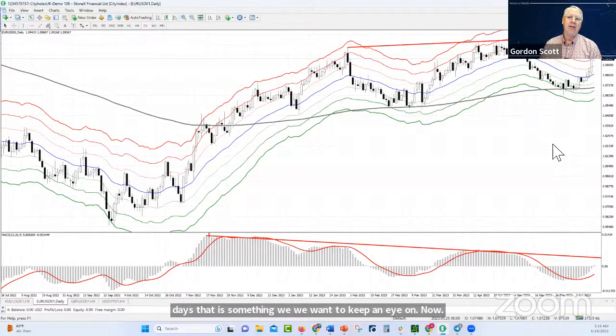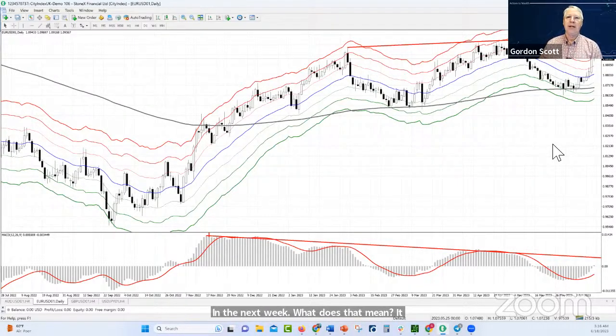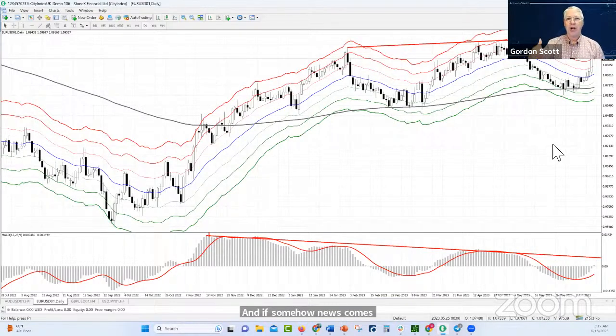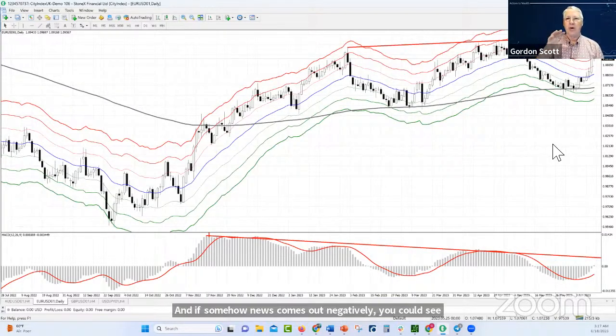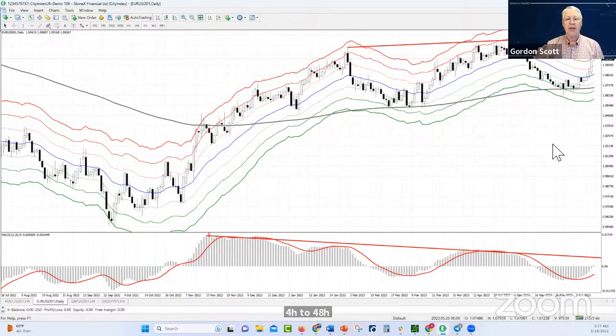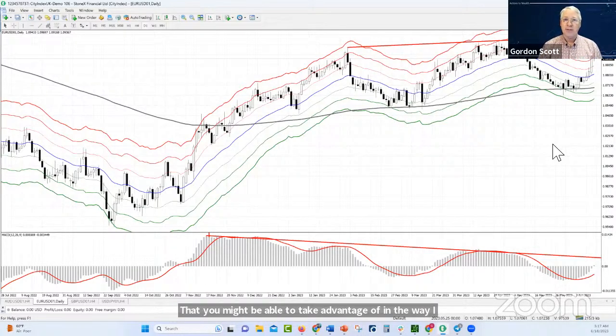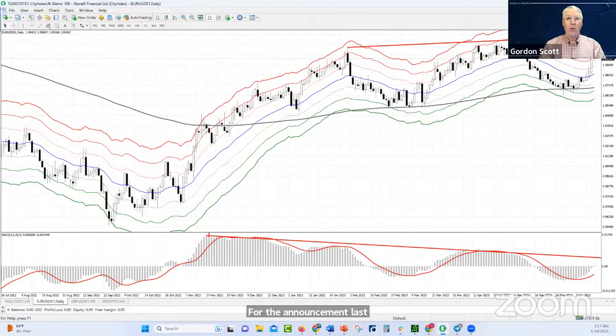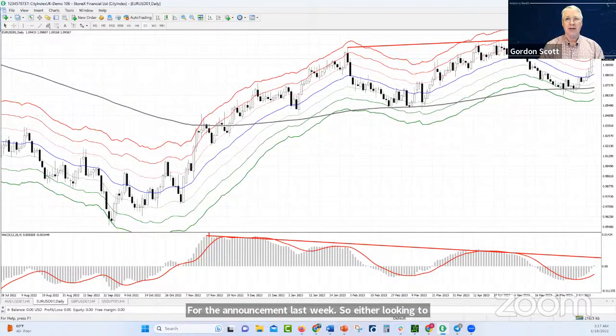It might mean that there's going to be weakness in the euro in a surprising way, and if somehow news comes out negatively, you could see a shock in the euro, just a short term, 4 hours to 48 hours kind of shock in that price that you might be able to take advantage of in the way I just described for the Fed announcement last week. So either looking to play the euro to the downside, or if you think, no, Gordon's crazy, I'm going to play the upside on the euro. Fine. We'll keep that tactic in mind.